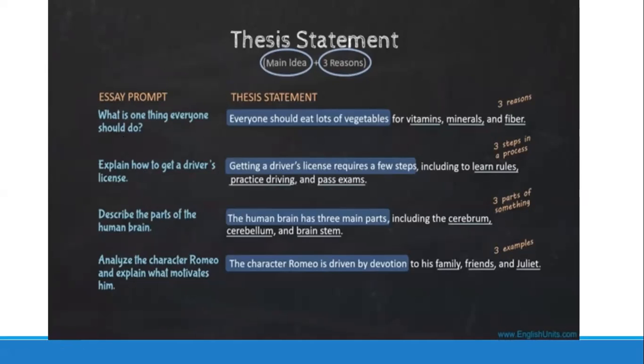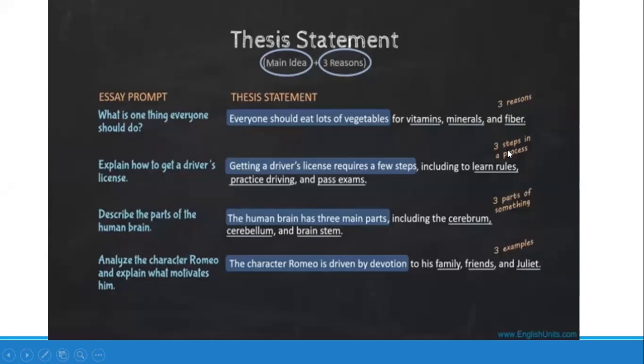So, essay prompt: What is one thing everyone should do? Now, this is a question, all right? So your thesis statement should be to the point. It cannot be too broad. So: everyone should eat lots of vegetables for vitamins, minerals, and fibers. Three reasons. All right. So when you are writing your body paragraphs, one paragraph will be about vitamins, how vitamins are important for our health, how they can be obtained, what we should eat to get vitamins, minerals, and fibers. One paragraph will be about minerals, one will be about fibers.